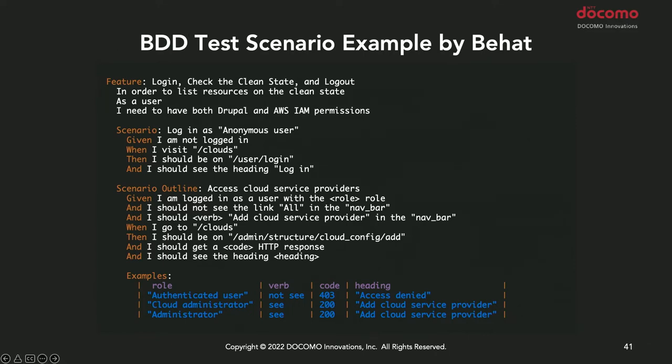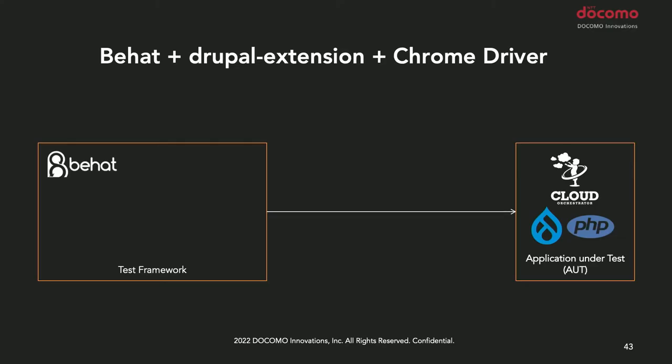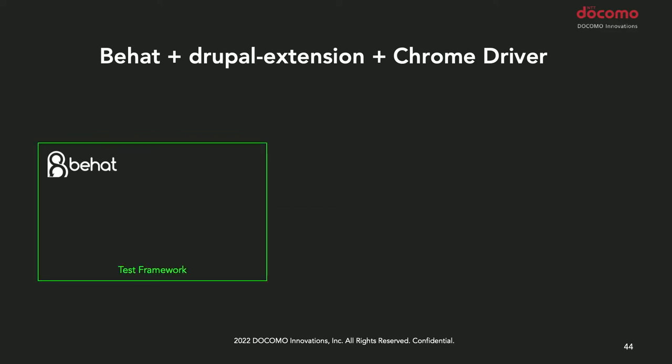So remember the V model of SDLC. Actually, we can convert business requirements or system requirements, such as user stories, to BDD test scenarios, like this. So what's Behat? The short answer is that we can test our website by a virtual browser by using the Behat command. Here is the long answer in detail.